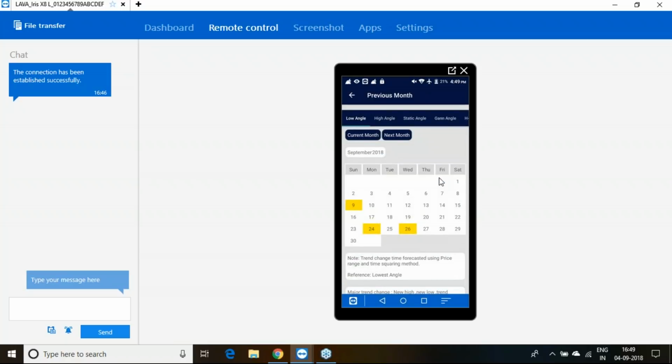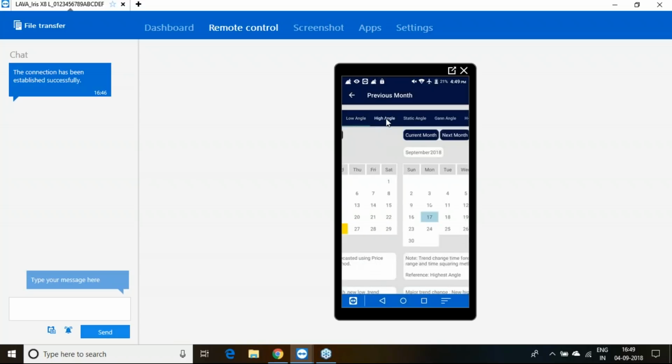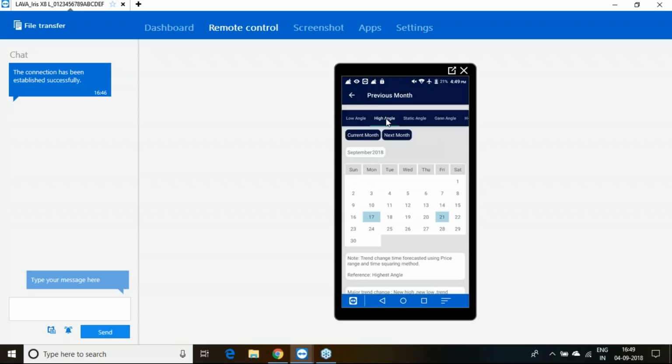Once I load this data, I will get different studies, the time studies we have put into this software. One is the reference taken from the low angle. This is a method I have already explained in many of my presentations. Previous month's data says that the 9th September, 24th and 26th September are the critical days of trend reversal. If I take the reference from the high angle, then 17th and 21st come as the trend reversal dates. In the same way, we have taken from the static angle, Gann angle and high-low squaring method.